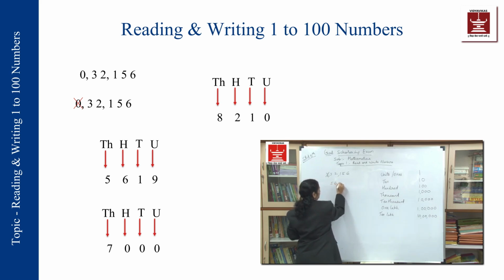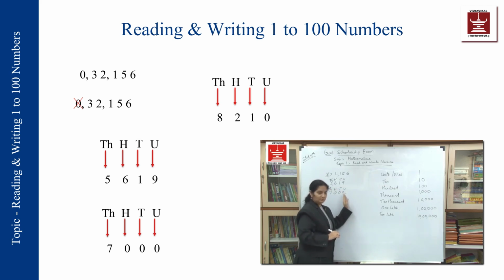We'll repeat: when we write a number, we start writing from the left-hand side. So 5, 6, 1, 9. If this is my number, how do I read it? For reading this number, I assign the place values from my right-hand side. So this is units place, tens place, hundreds and thousands. When I read, the first comma comes after 3 digits, so it is 5,619. Anywhere if I have a 0, say 7002, again units place, tens place, hundreds place and thousands place.